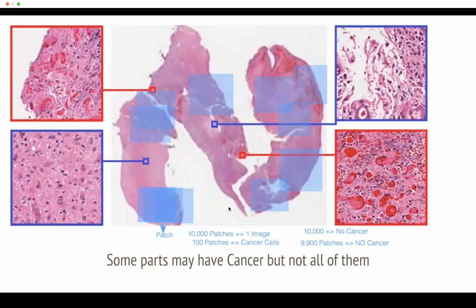Because if you call all these patches cancer, you are basically taking 9,900 patches which don't have cancer and calling them cancer. And there are other 10,000 patches which don't have cancer, and you are calling them no cancer. But these 10,000 and these 9,900 both look alike, right?